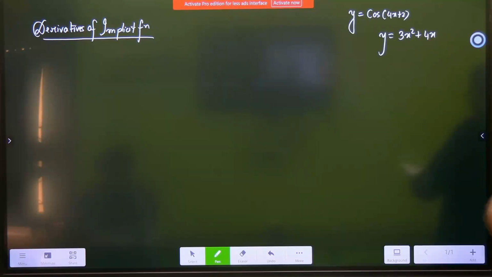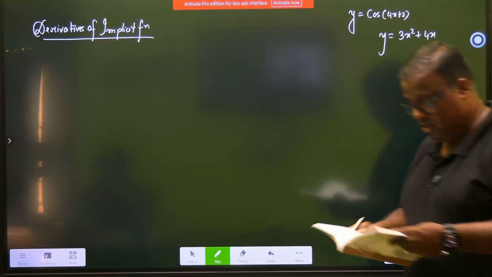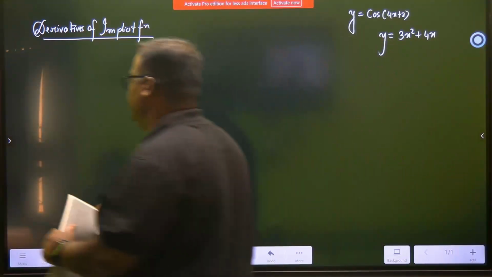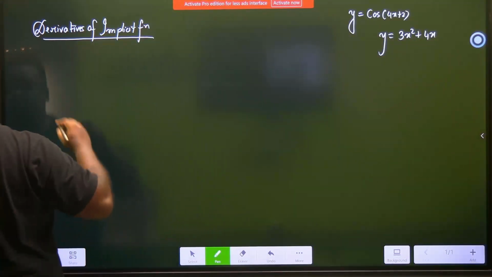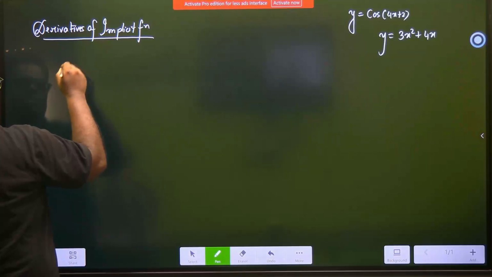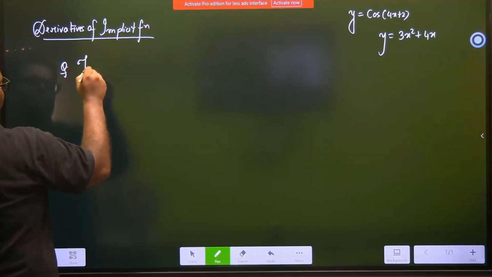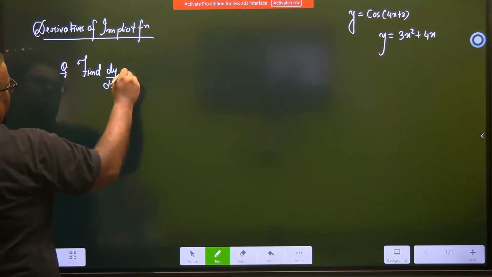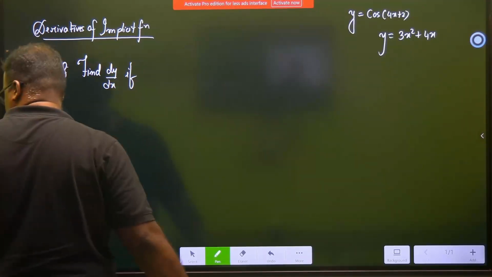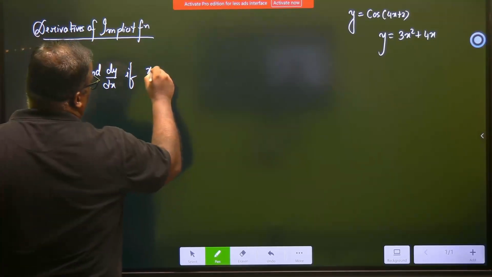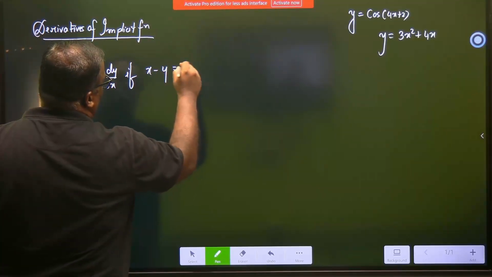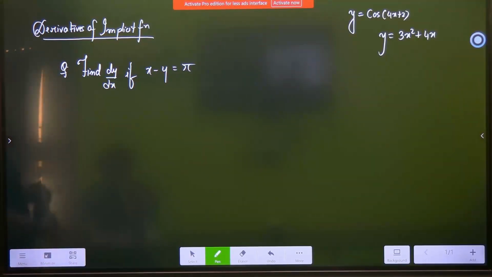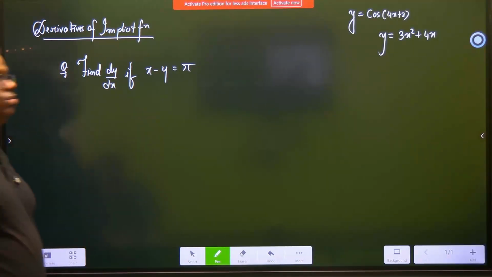Now the type of differentiation we will get is known as implicit differentiation, where our question would be something like this. Let's see a question. Find dy by dx if x minus y is equal to pi. This is still easy, you just need to rearrange.